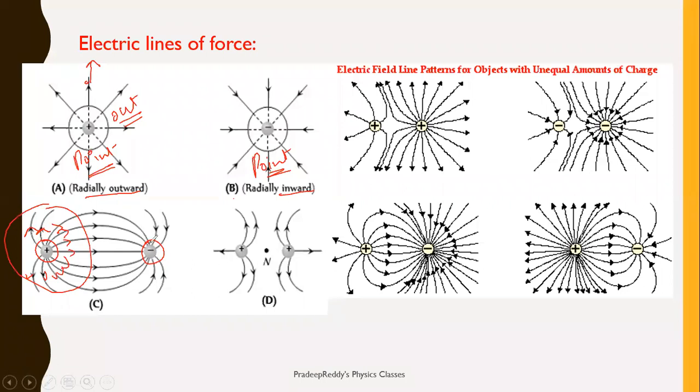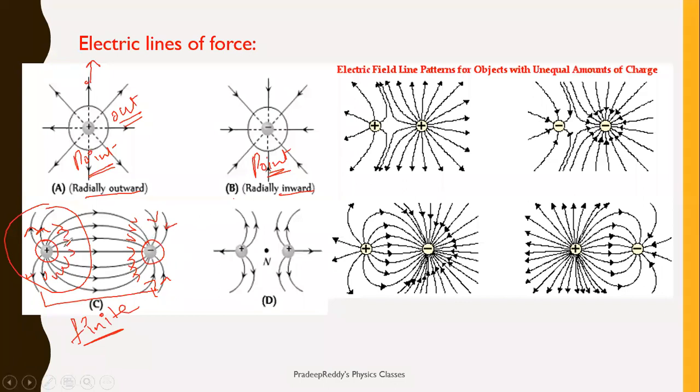Similarly, if you are taking a negative charge, field lines from that will be directed towards it. Therefore, you should represent them towards that particular negative charge. When you place these two charges at a finite distance, the lines of force start from the positive charge and end at the negative charge.